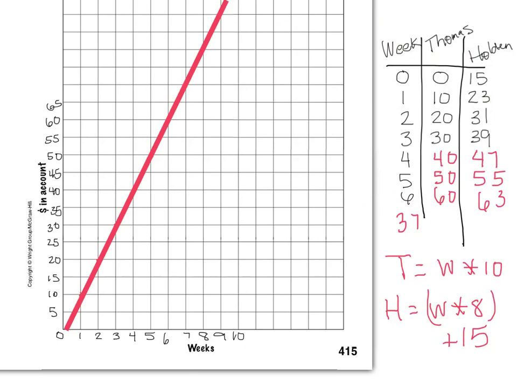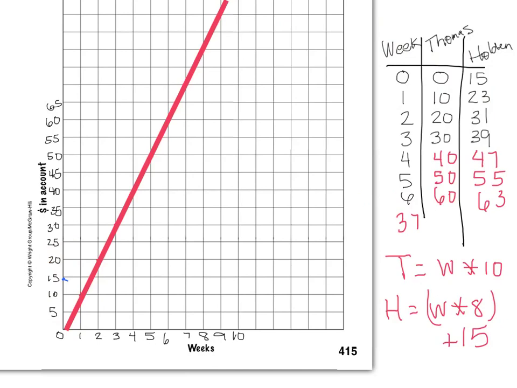Now I need to plot Holden the same way. So I plotted all of Thomas's, and now I'm going to plot all of Holden's. And I'm going to use a different color. So he starts off in week 0. He already had $15 to start. So that's why I'm going to plot that point right here. Week 0, $15. And then he puts in $8 a week.